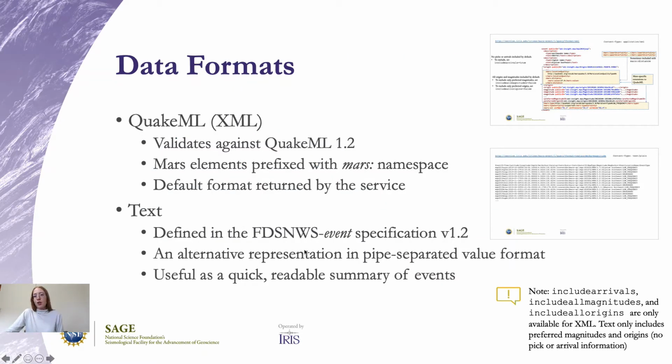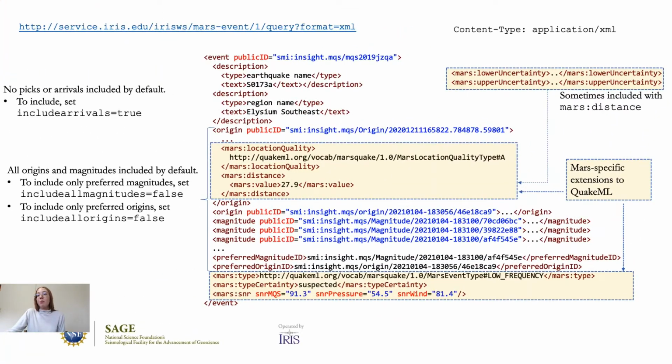The service serves 2 data formats. By default, QuakeML is returned. This validates against QuakeML 1.2, but it also has some Mars-specific data. These elements are prefixed with the Mars namespace and contribute additional location quality, type certainty, and environmental information.